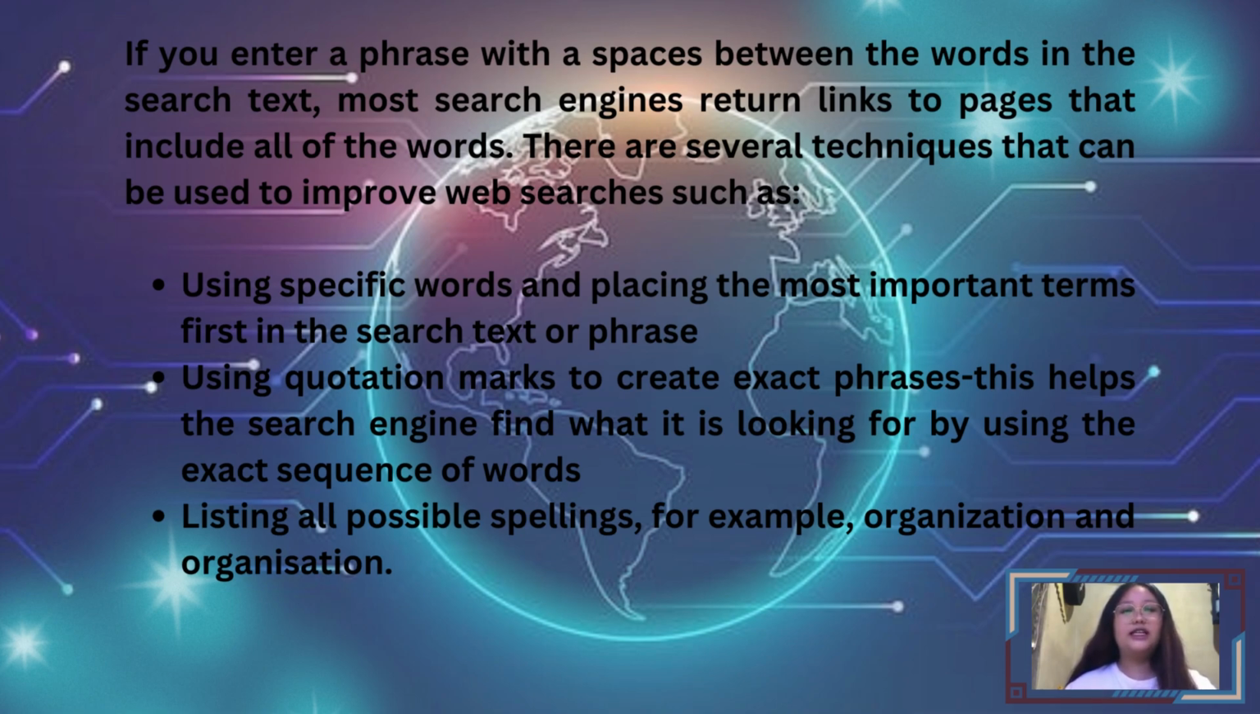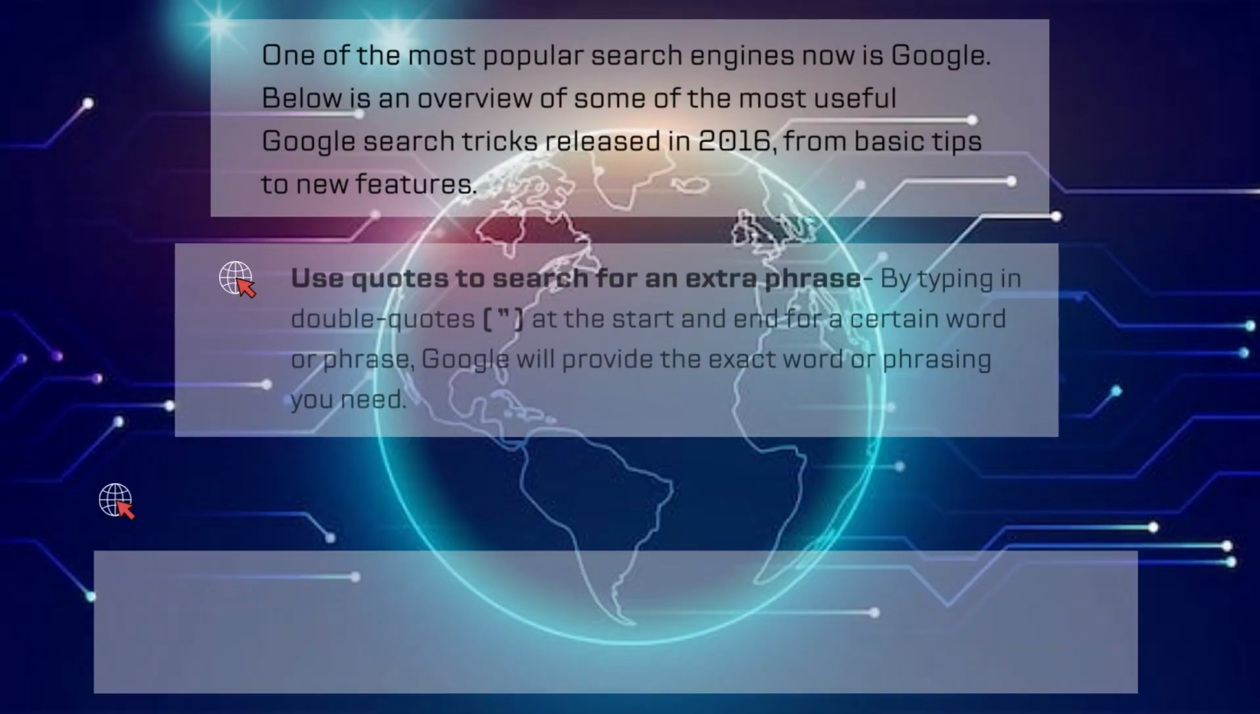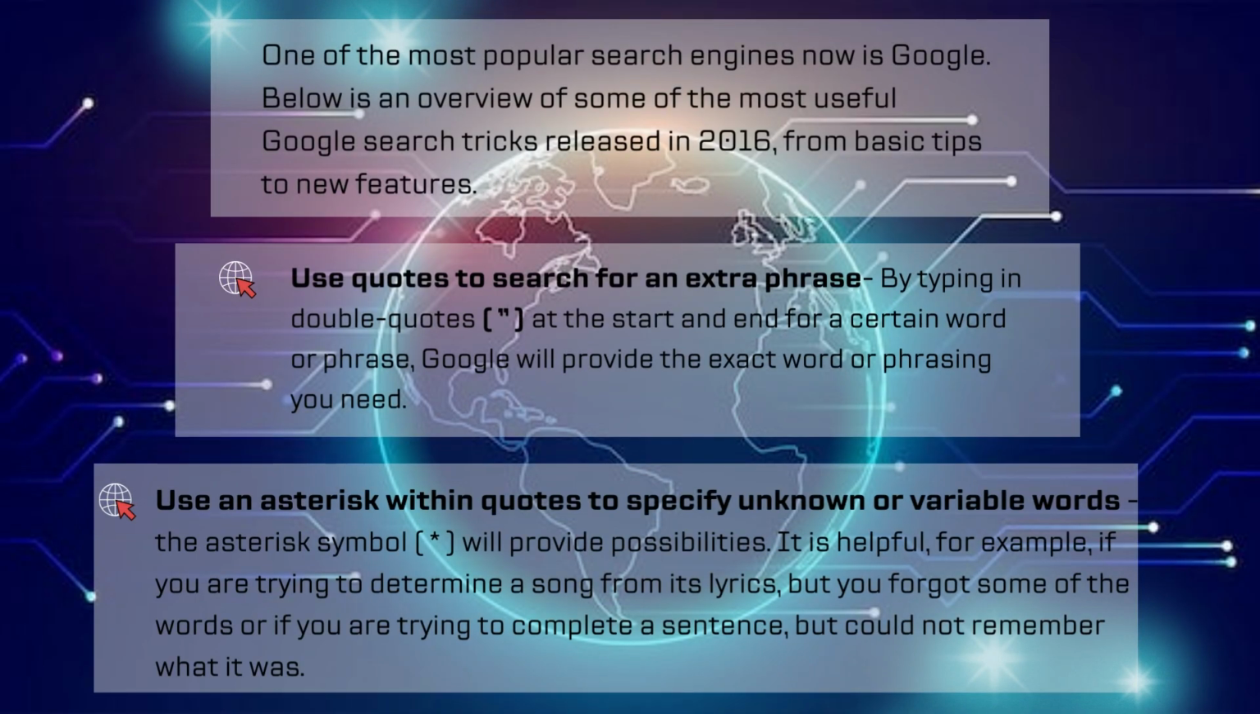Third is listing all possible spellings, for example, organization and organisation. When we search, we need to get the spelling right, because otherwise the results will not match or will differ. One of the most popular search engines now is Google. Below is an overview of some of the most useful Google search tricks released in 2016, from basic tips to new features.